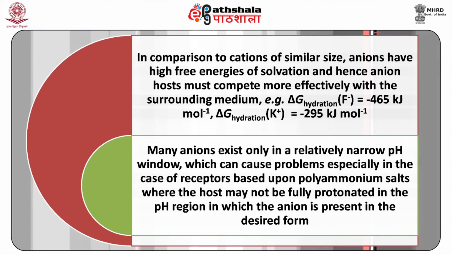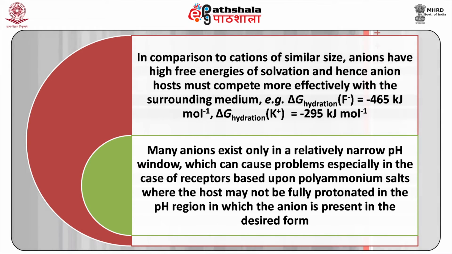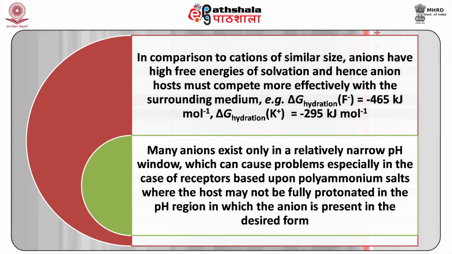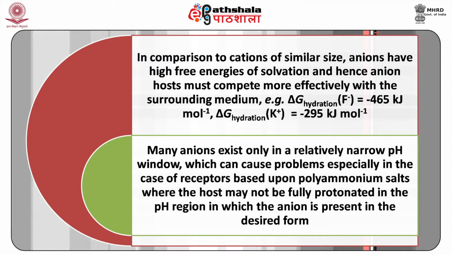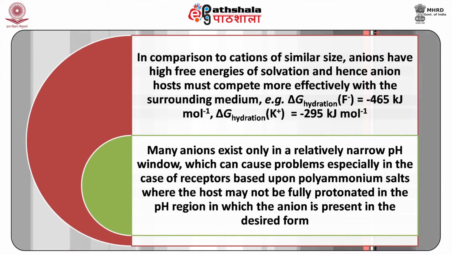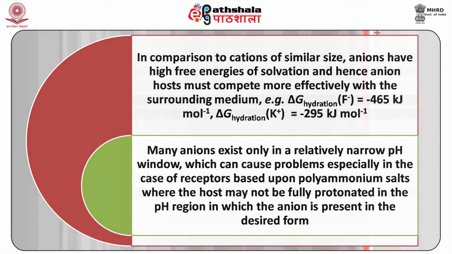For example, the delta G of hydration of fluoride anion is equal to -465 kilojoules per mole. However, the delta G of hydration of potassium cation is -295 kilojoules per mole. Many anions exist only in a relatively narrow pH window, which can cause problems especially in the case of receptors based upon polyammonium salts, where the host may not be fully protonated in the pH range in which the anion is present in the desired form.